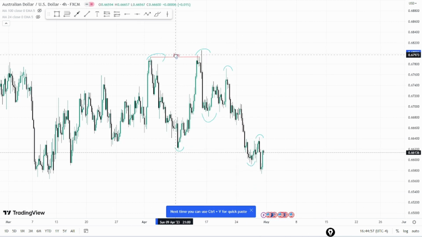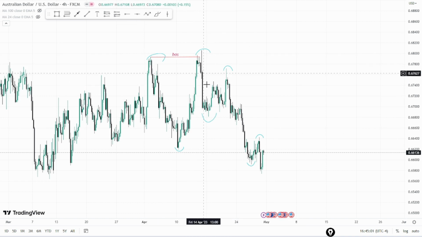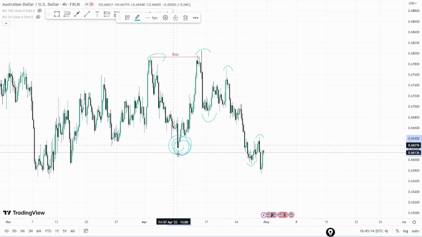So just to make this video quick, right? We had a breakout structure to the upside. And what order block was responsible for breaking this? It was this one right here. This is the order block that was responsible for the break of this structure here, right?